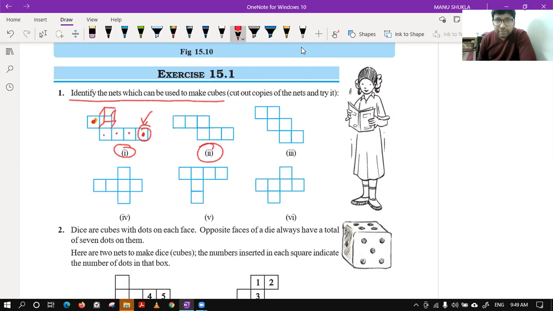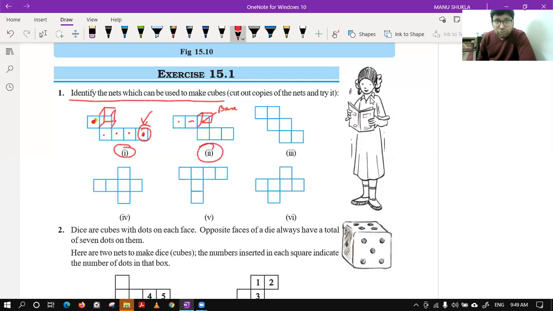Okay, now let's see second part. In this case, if I take this as base, now what will happen? This will come on the side, like this will come on the top. Class, am I correct? What do you say?